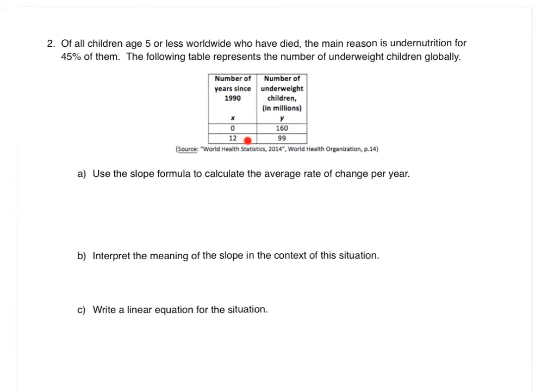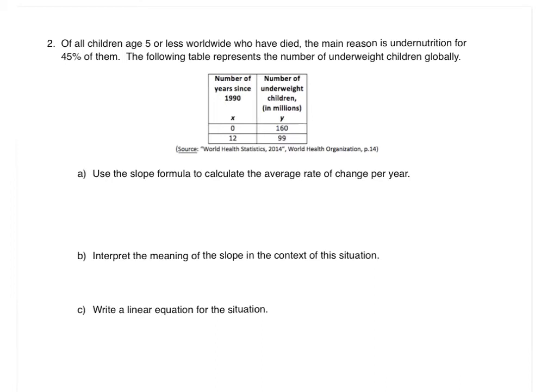x equals 12 corresponds with the year 2002, because you take 1990 and add 12 to that, that would put you at the year 2002. So this data point right here tells us that in 2002, there were 99 million kids worldwide that were underweight. So let's study this relationship. So part A says to use the slope formula to calculate the average rate of change per year. We want to find the average rate of change per year.